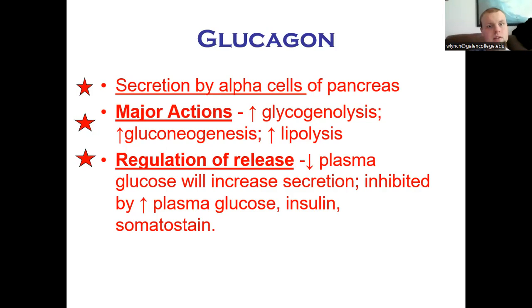The regulation of release: if plasma glucose goes up, insulin goes up. If plasma glucose goes down, glucagon goes up. So a plasma glucose decrease is going to cause an increase in glucagon. It's inhibited by somatostatin, insulin, and an increase in plasma glucose concentrations.